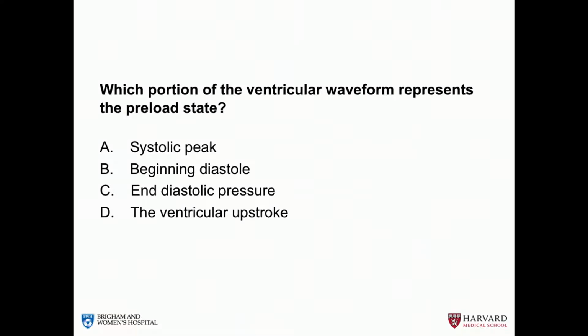Which portion of the ventricular waveform represents the preload state? Systolic peak, beginning diastole, end diastolic pressure, or the ventricular upstroke? The answer is end diastolic pressure, which reflects the end of filling of the atrium and also reflects the stretch on the ventricle relative to the Starling curve.